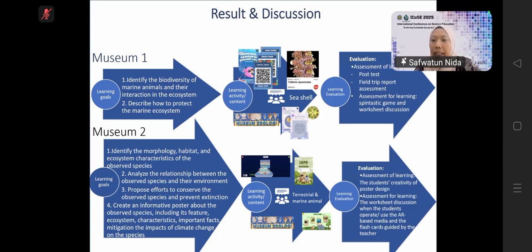And then after that, the students will visit a zoological museum and observe some species. Then they are going to create an informative poster about the species, including their characteristics, their ecosystem, their important facts, and also mitigation of the impact of climate change on the species.